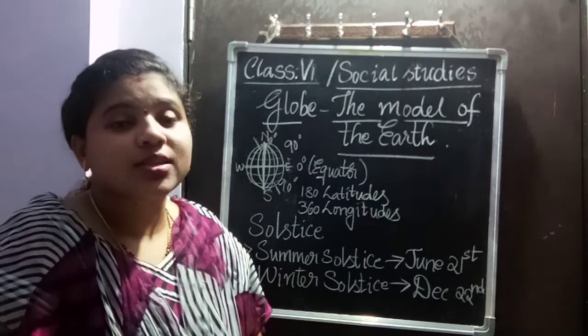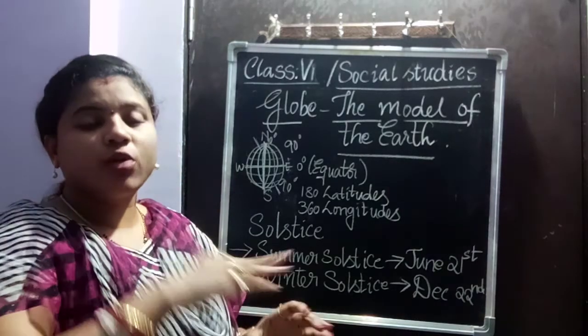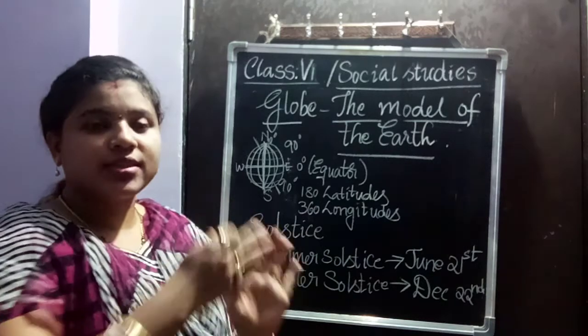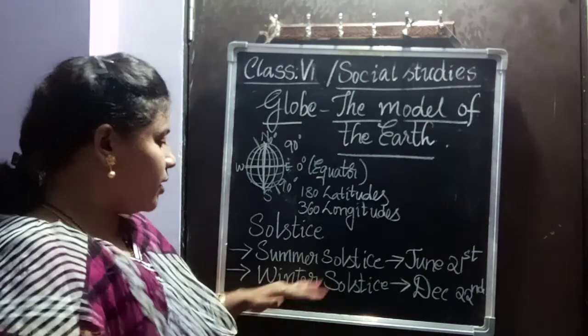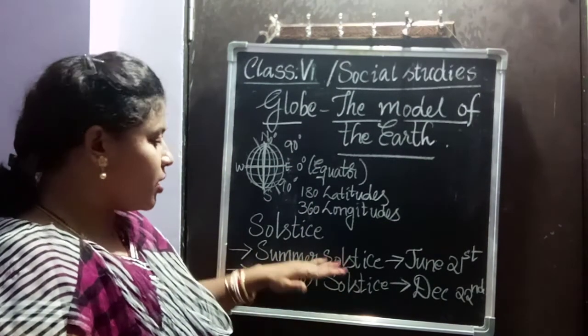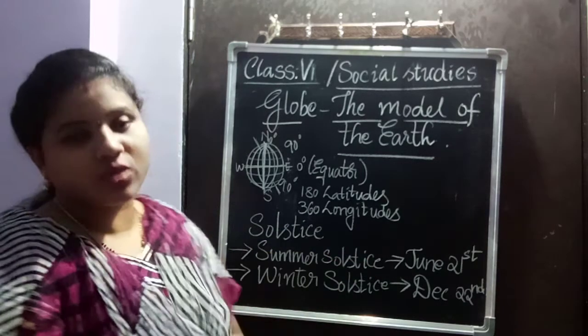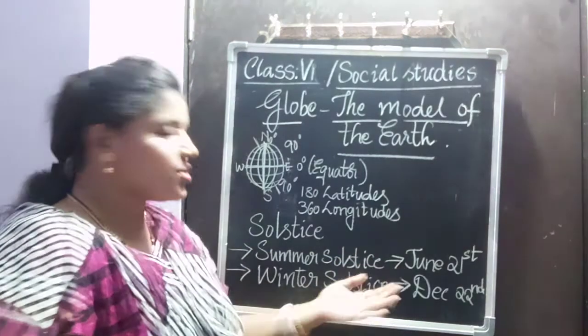This is because the Tropic of Capricorn, the imaginary line that we have, faces more of the light during the winter solstice, whereas it faces less light during the summer solstice. This is why the solstice occurs.